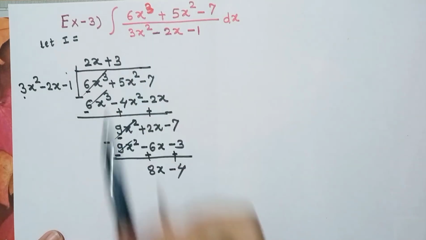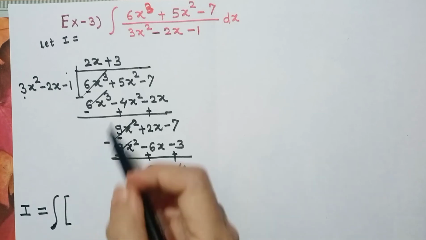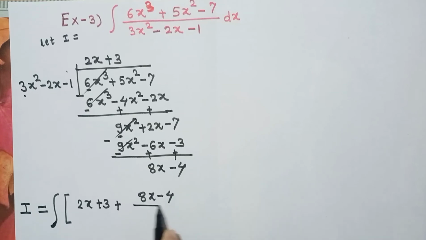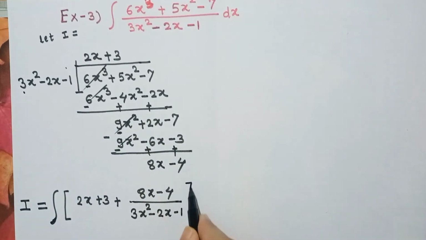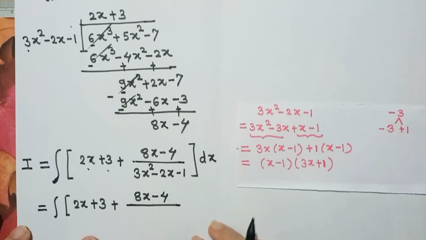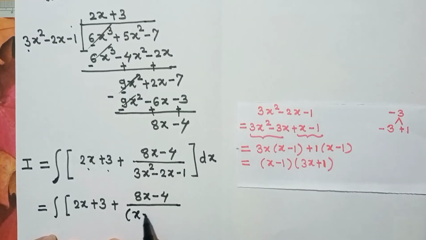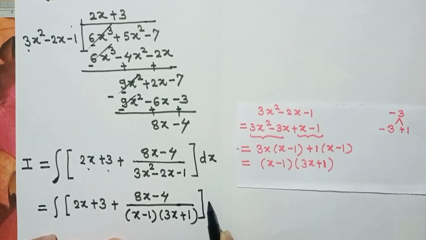So again we will keep this integral as, what is our formula? First we have to write the quotient. So here we will write 2x plus 3, then plus, then the remainder, that means 8x minus 4, and upon this divisor, and here we will write dx. Now it is easy to integrate this term and this term. This is in the form px plus q upon this, and again in the next step we will factorize this, and its factors are this. Here I am writing x minus 1, and here 3x plus 1, and here dx.